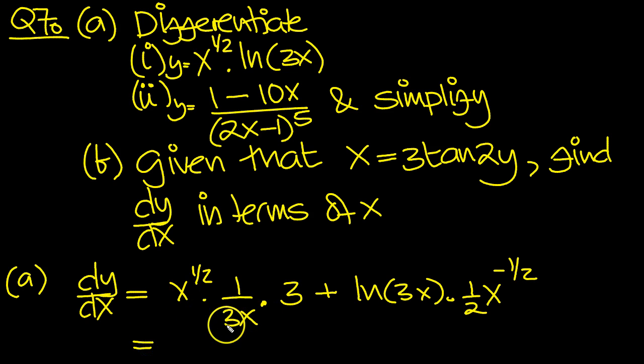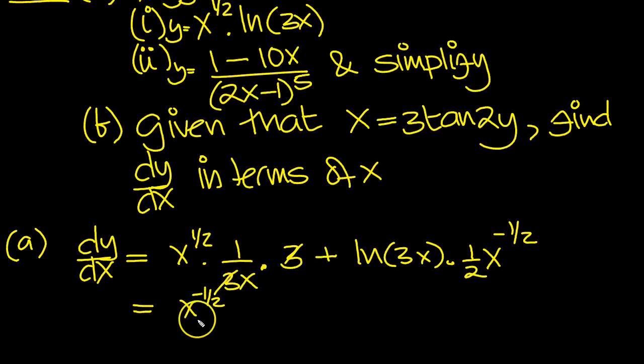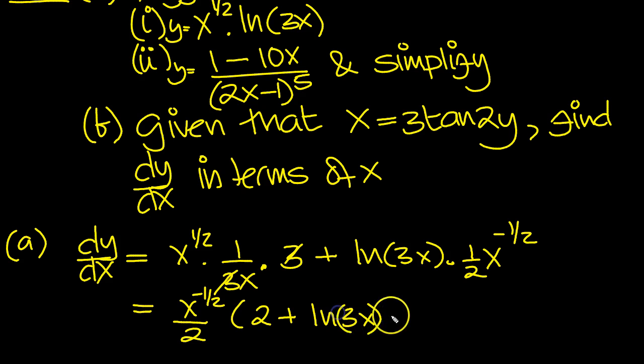So what do we get then? We get the 3's cancel, and we get x to the minus a half here, indice property, that's power 1, so divide, top take bottom, you get minus a half. There's also a minus a half here, so that's common then, isn't it? So I'm going to put a bracket here, and take the half out as well. In the bracket I'd need to write 2 plus the term here, ln 3x. So there's part 1.